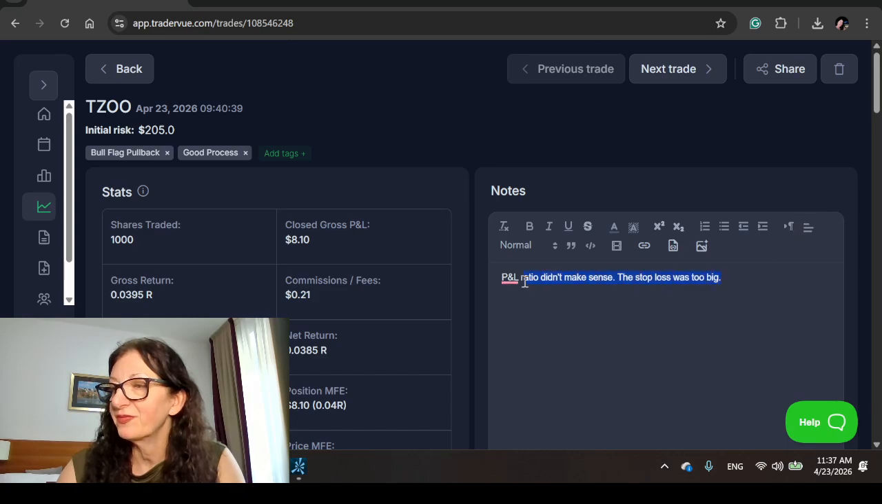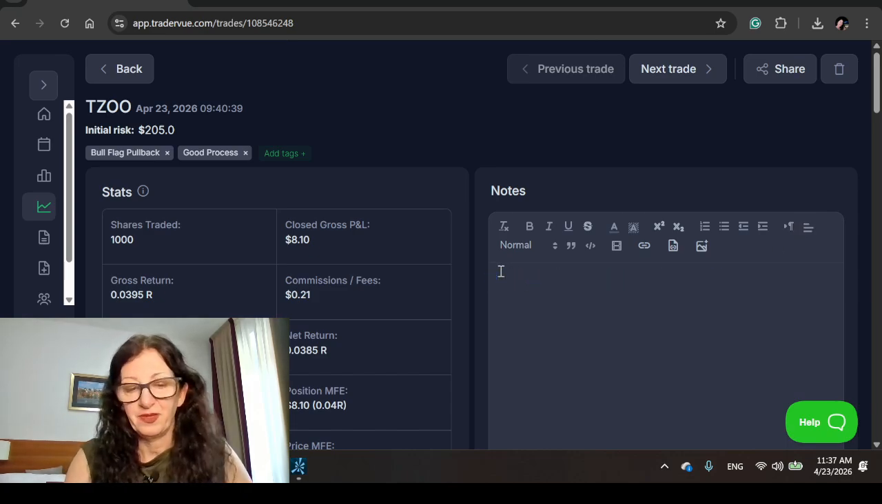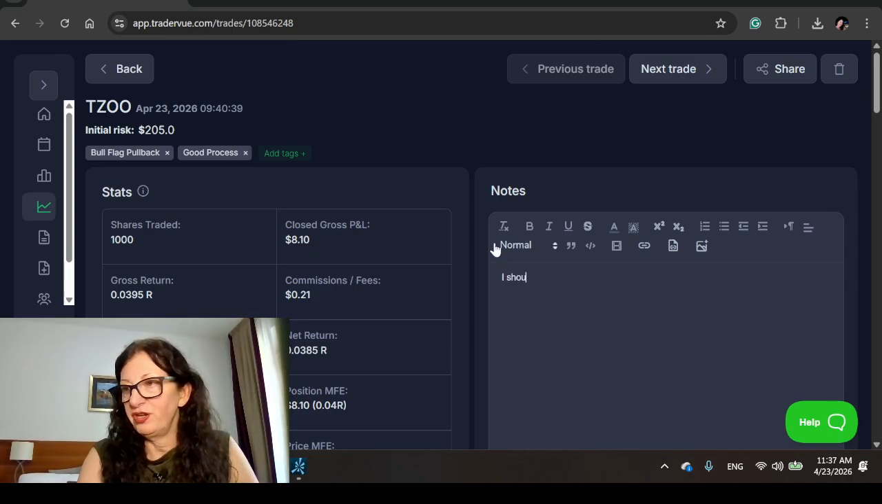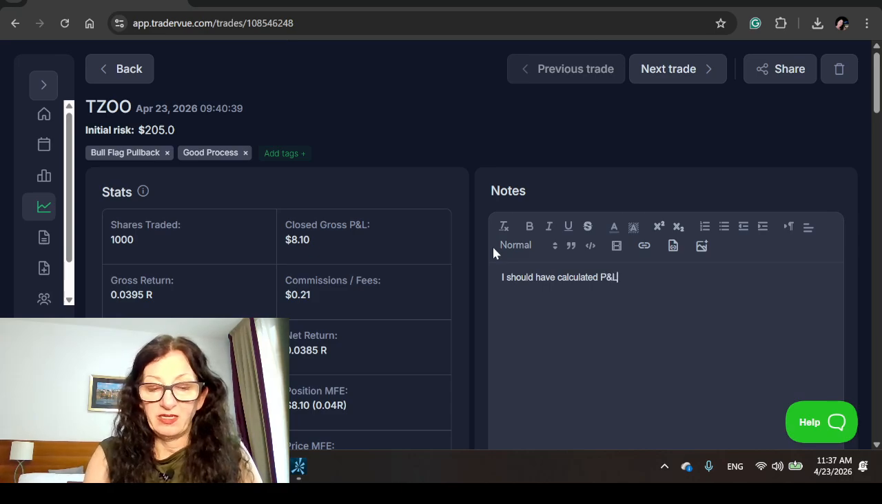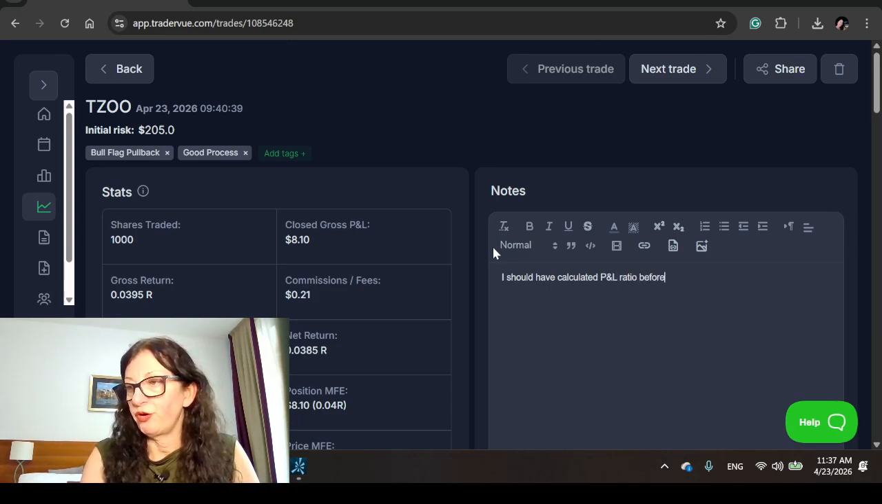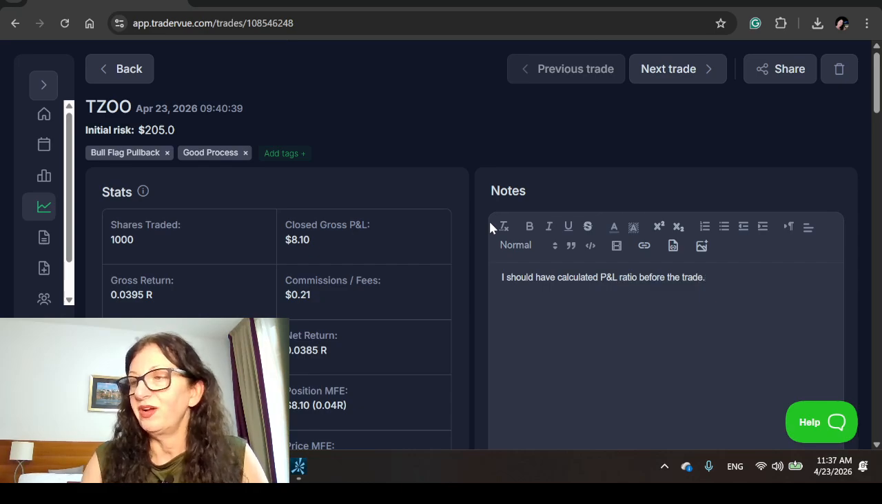I'm going to say I should have calculated the P and L ratio before the trade. However, I'm going to say I think I was looking at it visually, and now, this is the thing.